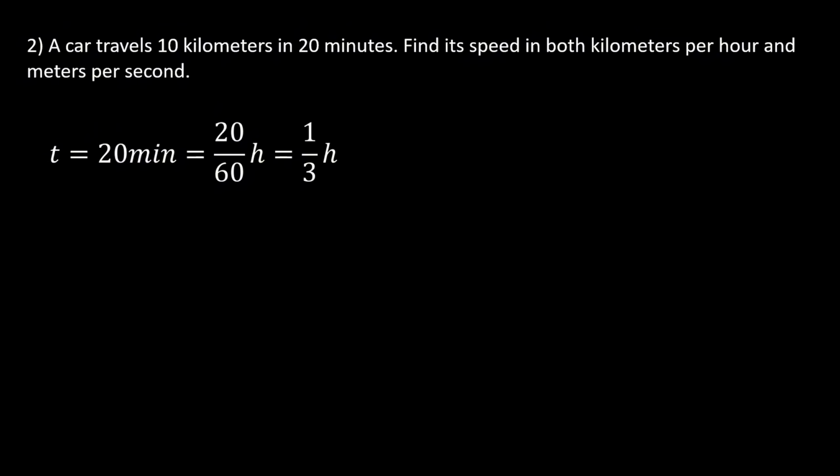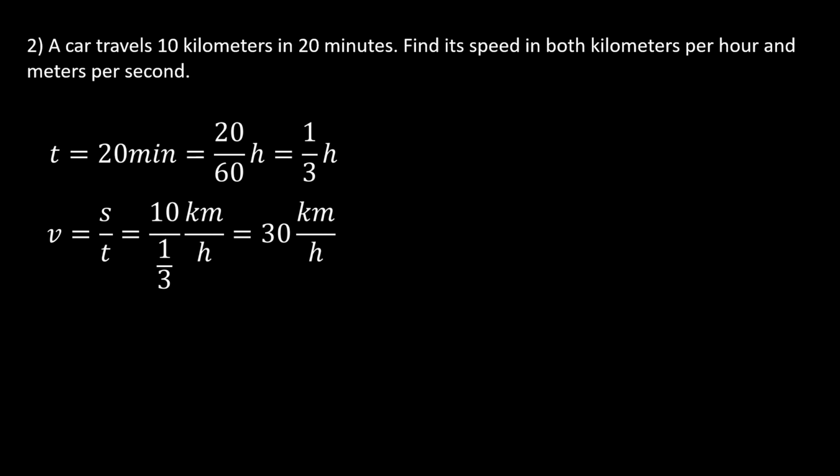Then we calculate. Speed is 10 kilometers divided by 1/3 of an hour, and that's 30 kilometers per hour. To convert to meters per second, multiply the number we got by 0.278. In opposite case, multiply by 3.6. So 30 times 0.278 equals 8.34 meters per second. The car's speed is 30 kilometers per hour, or 8.34 meters per second.